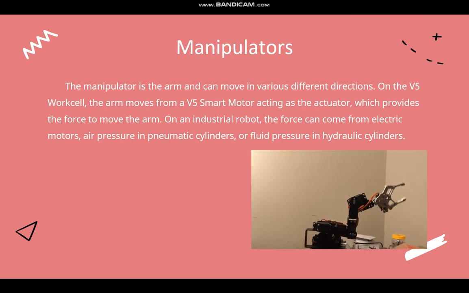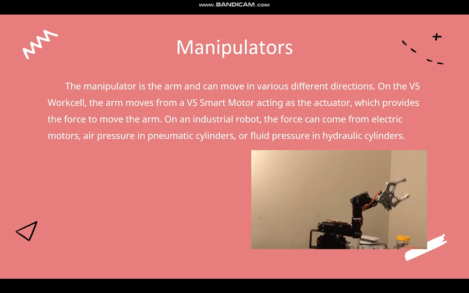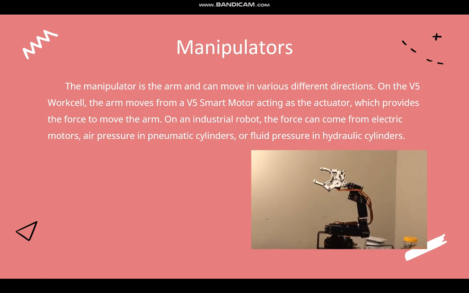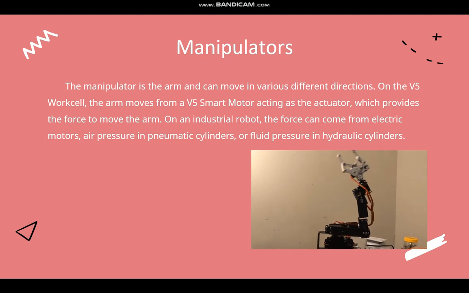The manipulators. The manipulator is the arm and can move in various different directions. On the V5 work cell, the arm moves from a V5 smart motor acting as the actuator, which provides the force to move the arm. On an industrial robot, the force can come from electric motors, air pressure and pneumatic cylinders, or fluid pressure in hydraulic cylinders.